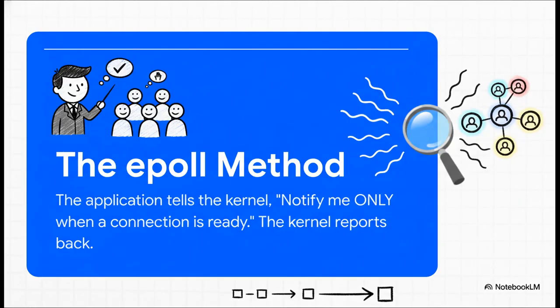So let's go back to our teacher analogy. epoll is like the teacher saying, "All right, everyone, just raise your hand when you're finished." Now, the teacher can kick back, do some grading, and only needs to pay attention when a hand actually goes up. The work is proportional to the number of students who are ready, not the total number of students in the class. It's just an elegant, simple, and incredibly efficient idea.